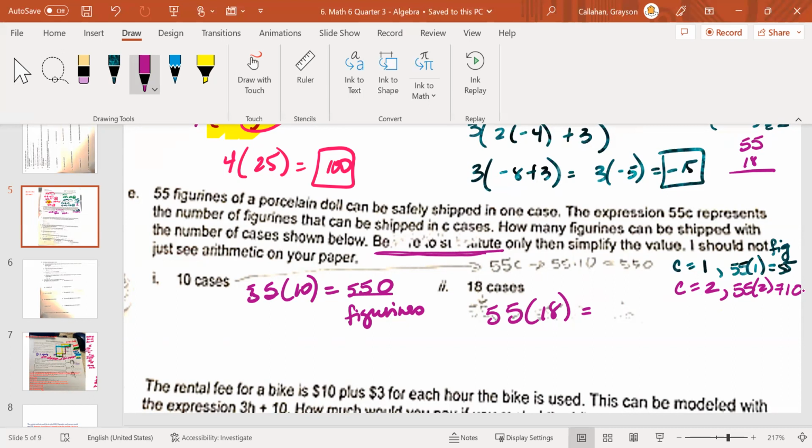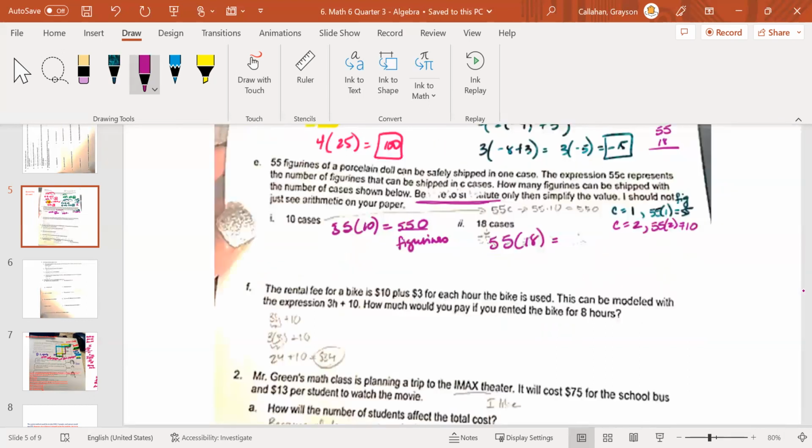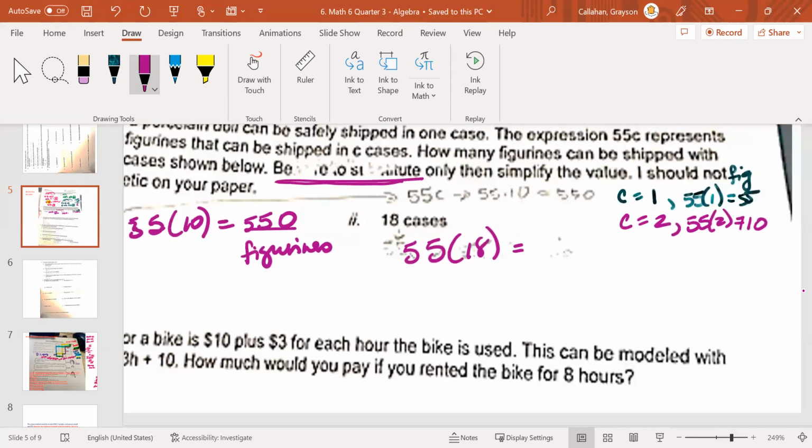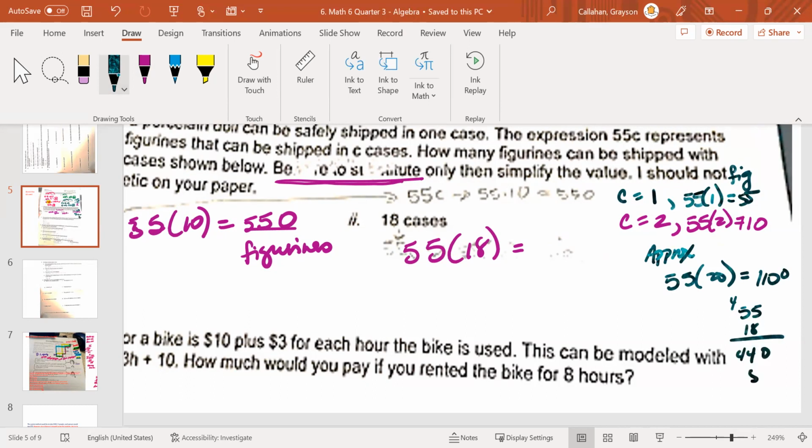So if I multiply this, I mean, you can approximate this and say 55 times 20, that's 20 cases, right? So 55 times 2 will give me 110. There's an extra 0, so that's 1,100 figurines, right? But then if you're going to do 55 times 18, that's going to be 990 figurines, right?